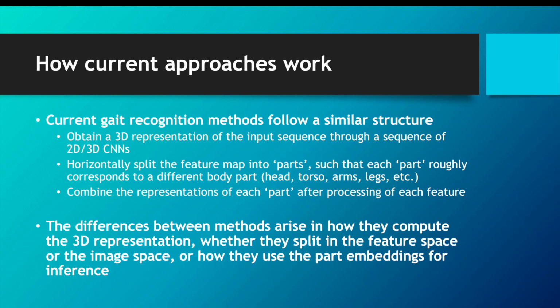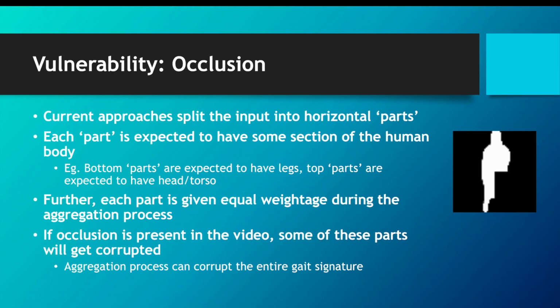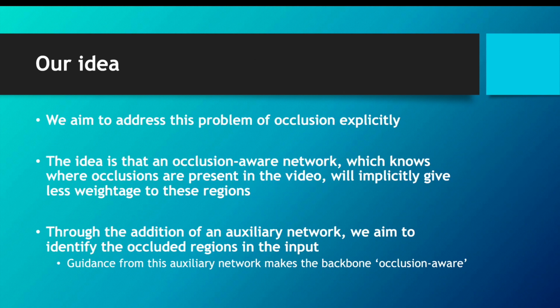But they all have this common structure, and that is why they all suffer from one vulnerability, which is occlusion. Because the current approaches split the input into horizontal parts, and there is some inherent expectation about what each part contains, if there is occlusion, one or more of these part features will get corrupted. And because the aggregation step gives equal weightage to all of these parts, the entire gait signature might get corrupted. And this is what we want to target explicitly when we work with occlusion.